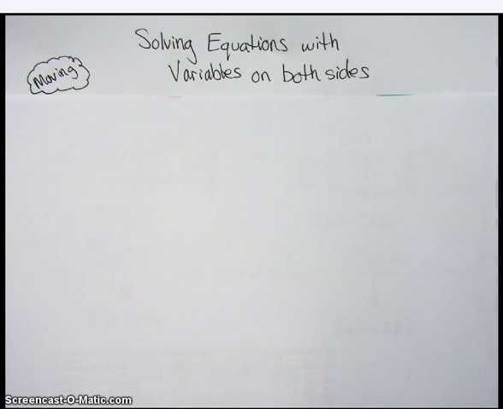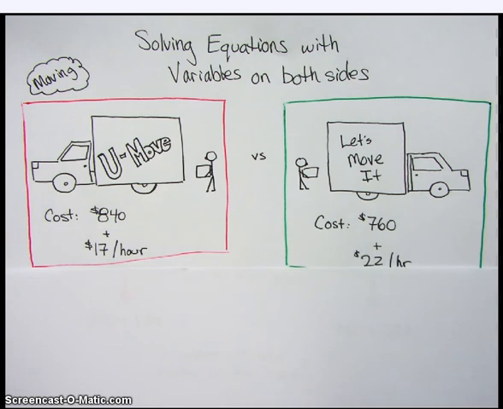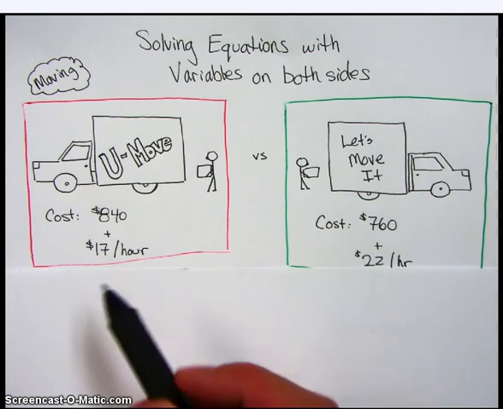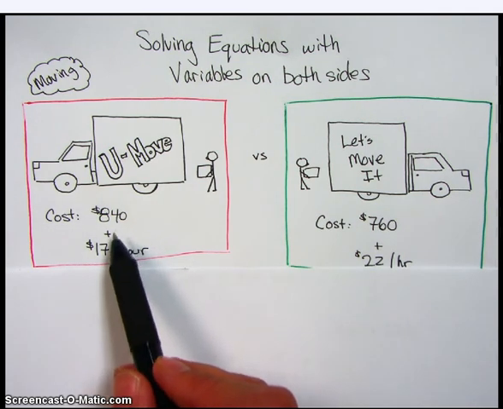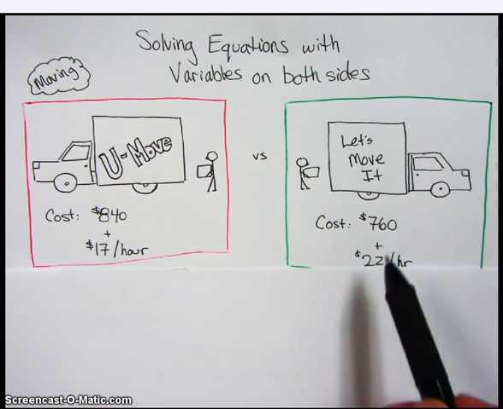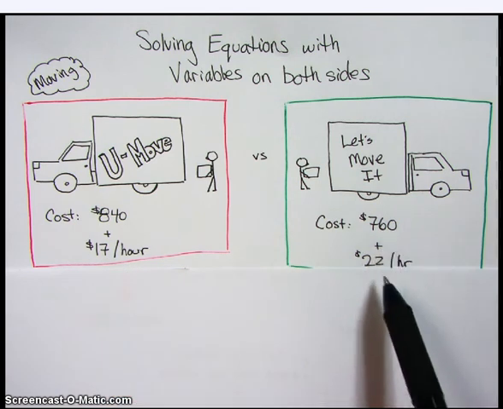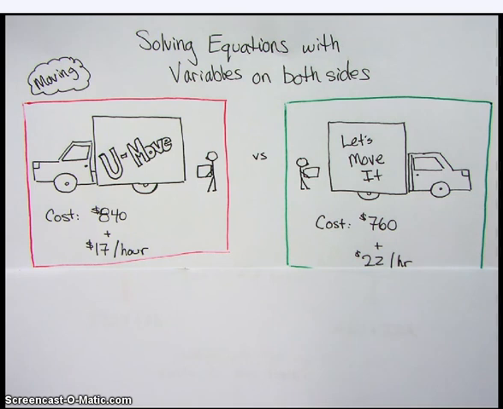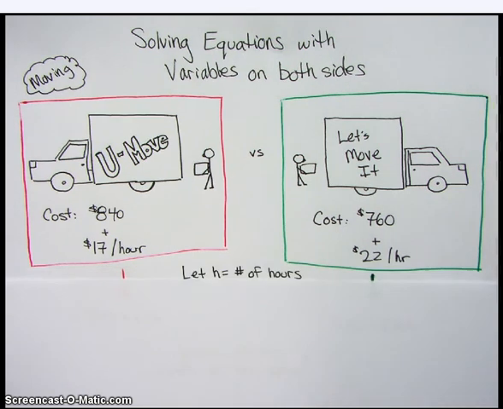Alright, we're going to watch this video about solving equations with variables on both sides. Imagine this: you have two separate companies. One company charges $840 plus $17 an hour to help you move. Another company charges $760 and $22 an hour to move. The question is, when will they be the same cost?